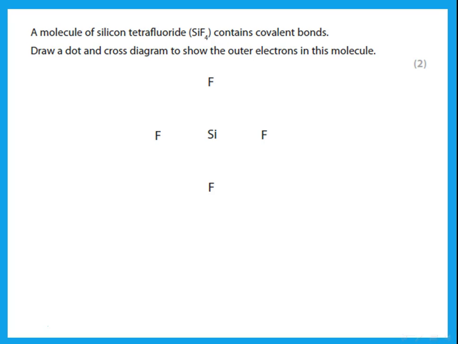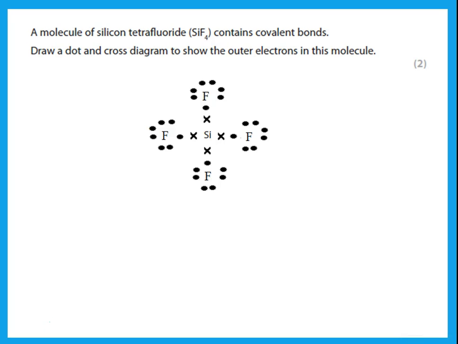Now, each fluorine has 7, and it needs only 1 more. So you're going to share 1 pair of electrons between the silicon and each of the fluorines, so that the silicon now has 4 extra electrons from the 4 fluorines, but each fluorine has 1 shared with the silicon. Remember, fluorine has a total of 7. If it uses 1 of them for sharing, it still has an extra 6 electrons that you have to put around the fluorine. Usually electrons are drawn in 2s, so it's much better to make them in pairs, 2, 2, 2 around the fluorine.